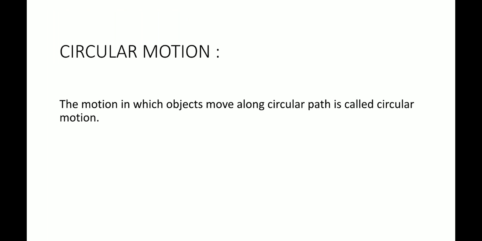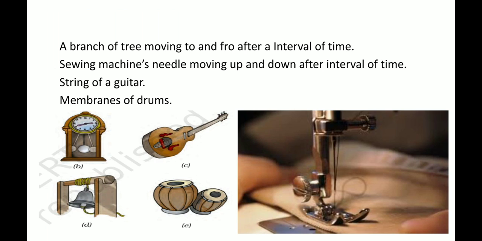Next, we will move to another type. So let's assume some examples: a branch of a tree moving to and fro after an interval of time, or a sewing machine needle moving up and down after an interval of time, or a string of a guitar moving up and down, and the membrane of a drum.